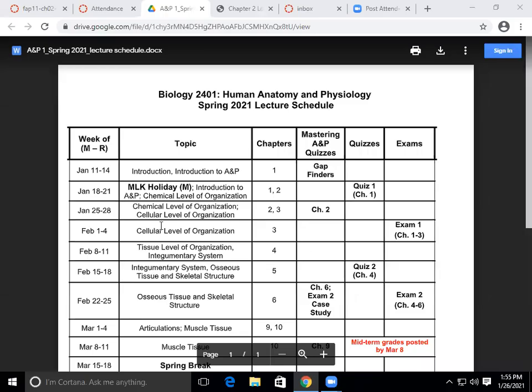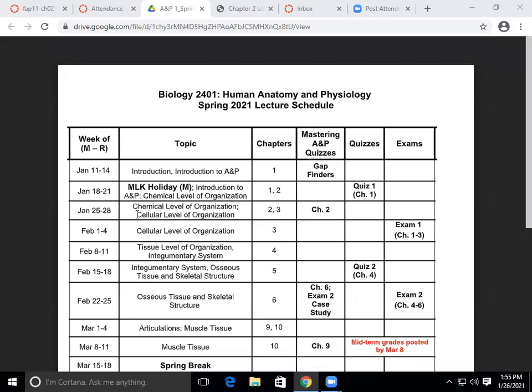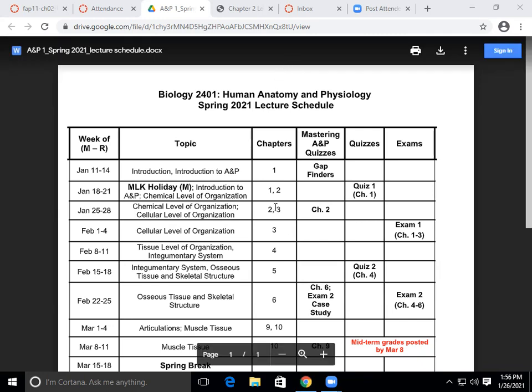All right, so we are still in the week of January 25th through 28th. We're finishing up chemical level of organization. Hopefully we can start cellular level of organization today or Thursday, okay? So we should have a Mastering A&P quiz sometime this week to do. All right, so next week is exam one, okay? It'll be over chapters 1, 2, and 3. So just wanted you to be aware of that.